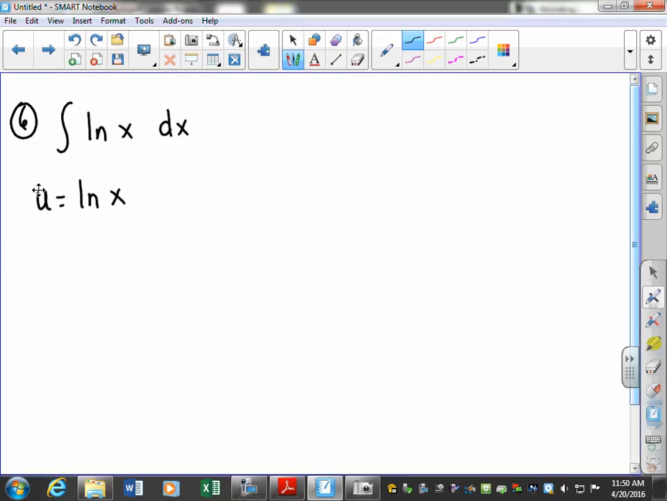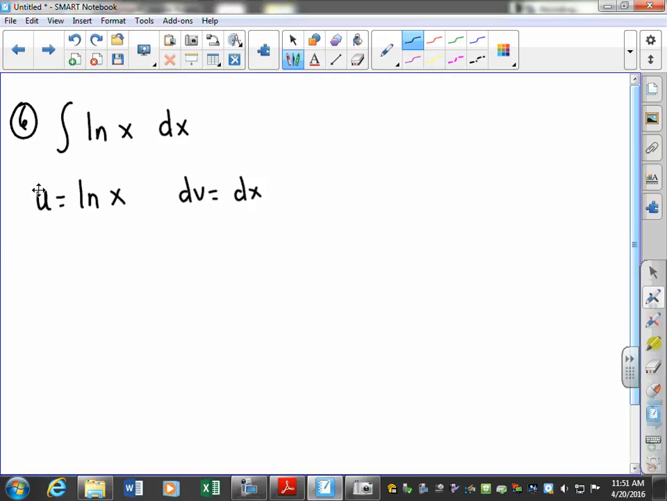Okay, so whether you use that format or you just remember this, because I like to choose dv first personally. But in this case, when they have a natural log, a logarithmic function involved, you're going to let that be u. So if we let this be u, then dv is just going to be what? Good, dx. Or you can just have a 1 there.